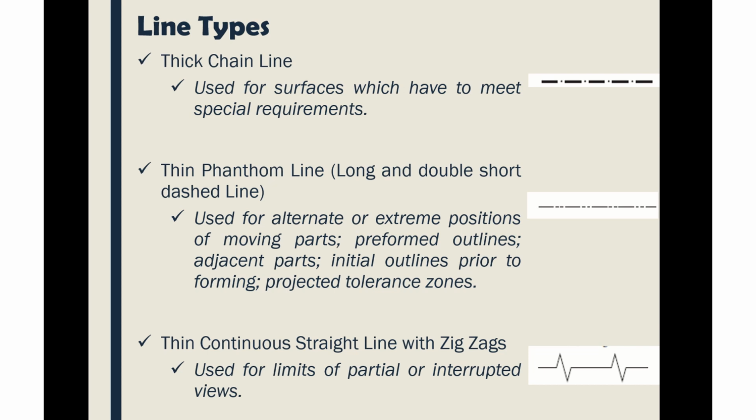Then we have the thin continuous straight line with zigzags. These are used for limits of partial or interrupted views. Okay, so when a view or an object is actually longer than what is presented on the drawing sheet, you use the thin continuous straight line with zigzags to represent that the object actually is continuous.